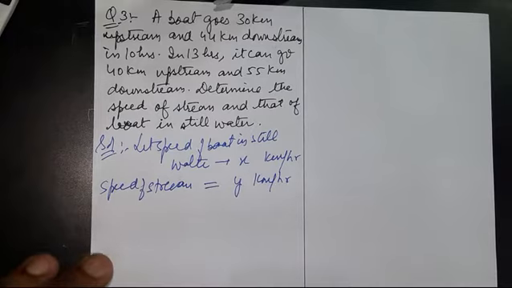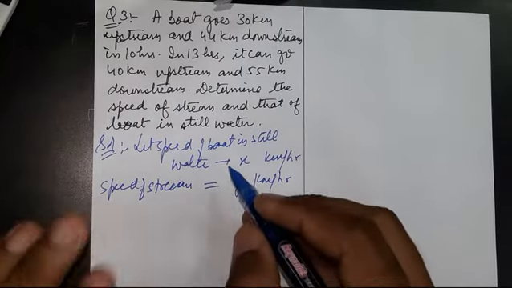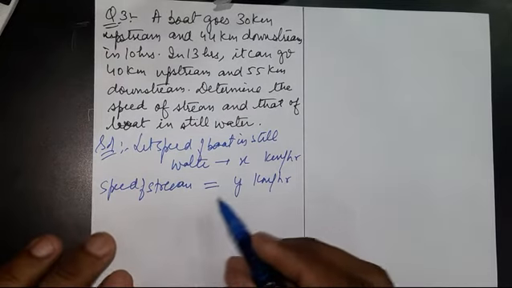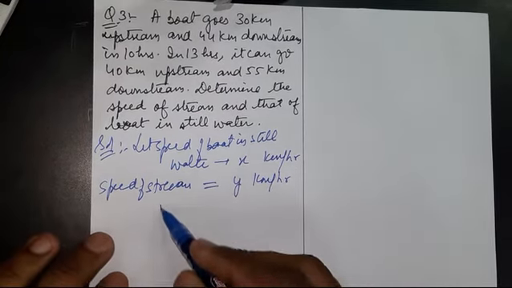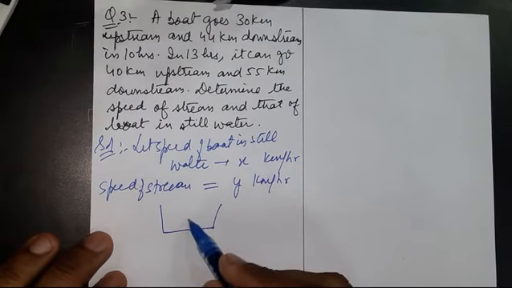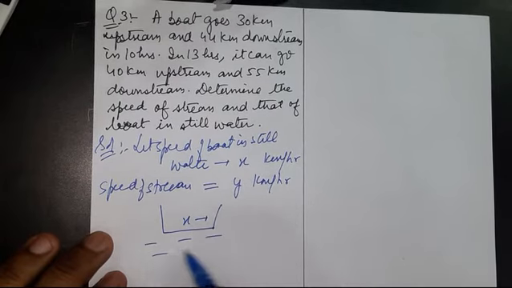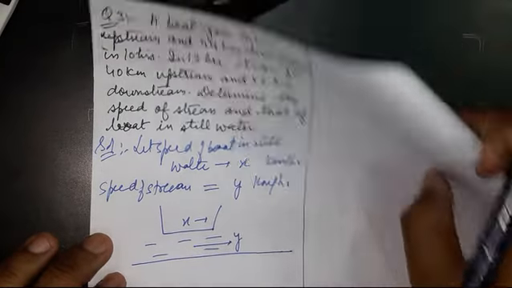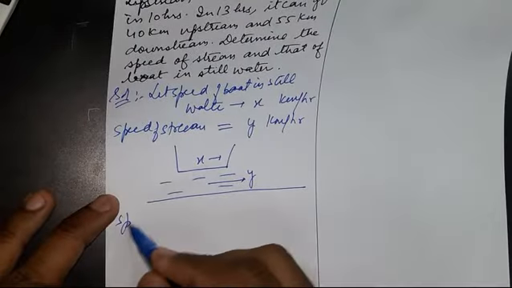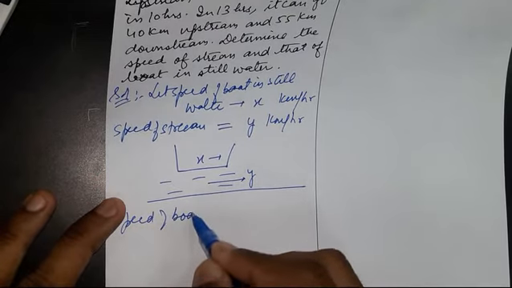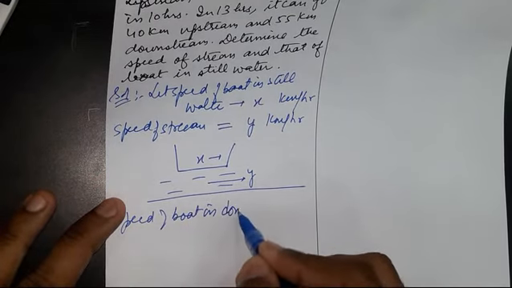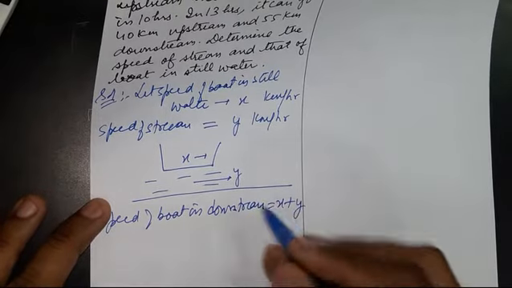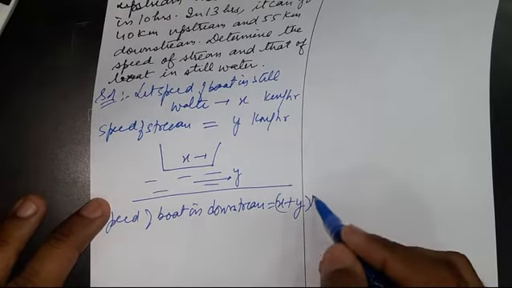So x is the speed of the boat in still water, meaning the water is standing and the speed of the boat in that water is x. If this is the boat and its speed is x, and the water is flowing like this and the speed of the stream is y, then the speed of the boat in downstream becomes x plus y kilometers per hour.